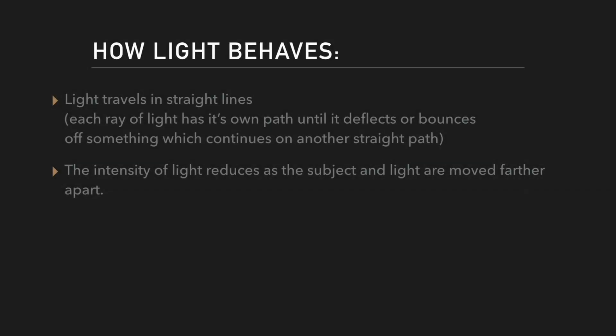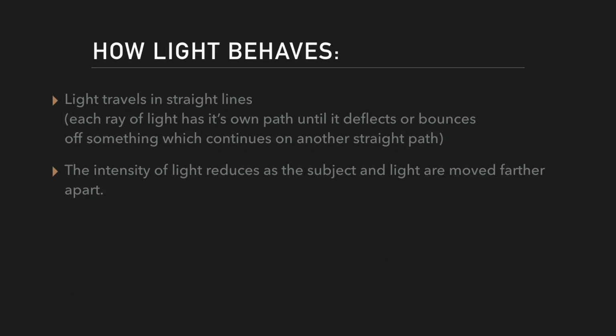And what I want to do now is show it to you in more of a practical method by shining a flashlight on a piece of paper, and let's see if we can prove this theory. Light travels in straight lines. So each ray of light has its own path until it deflects or bounces off something, which continues, of course, on another straight path, and so on and so forth.